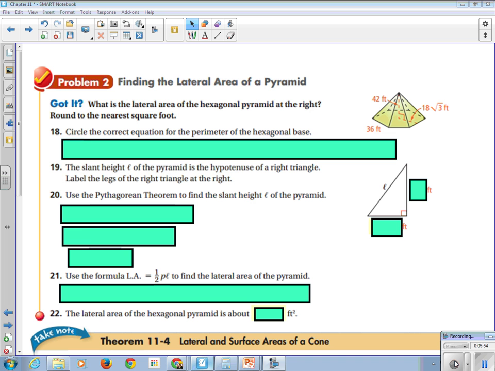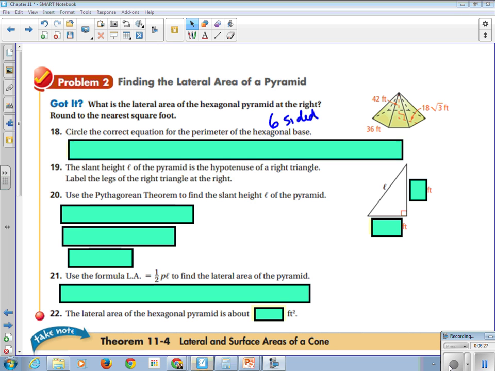All right, finding the lateral area of a pyramid. So we're just focusing on lateral. What does it mean we're omitting if we're just doing lateral? Look at our pyramid. What are we omitting? Lateral. So it omits the base. So circle the correct equation for the perimeter of a hexagonal base. So hexagon is 6 sides.